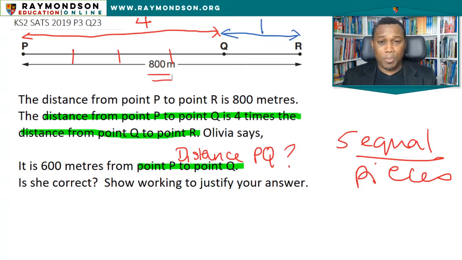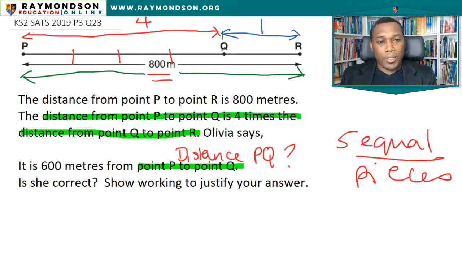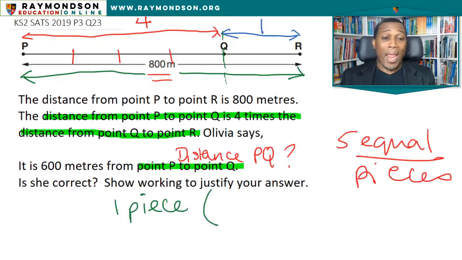The 800, let me just make that super clear. The 800 is the whole thing, the entire line. 4 parts of that, 4 out of 5 parts, is what PQ represents. I hope I haven't muddled that up. I think I've said it right. So first thing you'll do, cut the line into 5 equal pieces. So one piece, and then brackets, I could put QR, because 1 piece is the length.